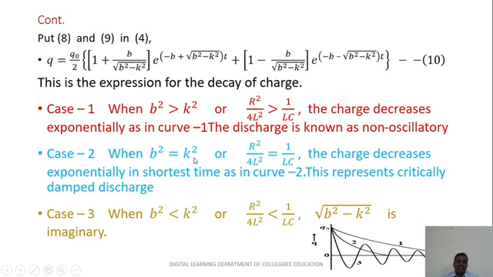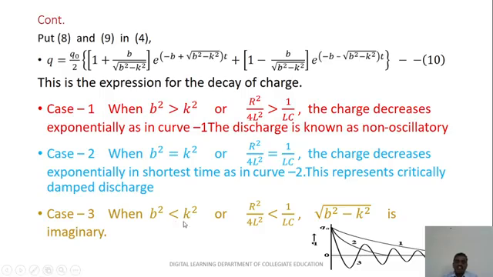Next, when b square is equal to k square, then r square by 4l square is equal to 1 by lc. The charge decreases exponentially in shortest time. So that you can observe in this curve 2. And this represents the critically damped discharge.